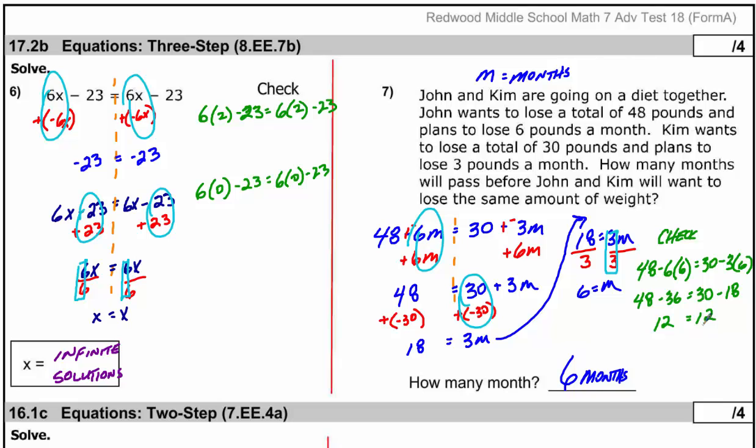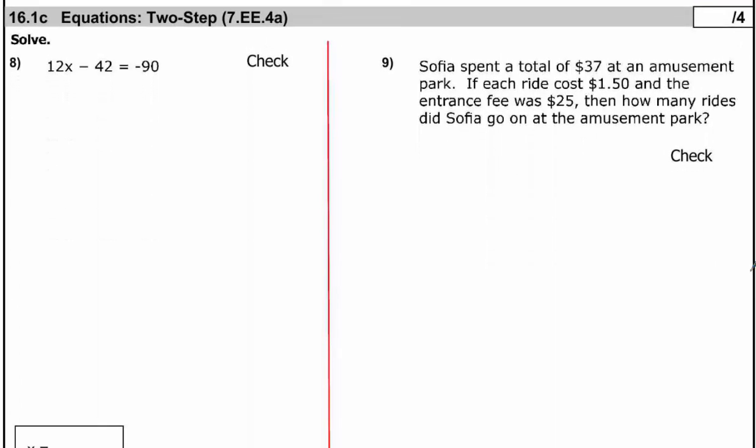Now, John is going to lose the last 12 pounds faster because at 6 pounds a month, it'll only take him 2 months. At 3 pounds a month, it'll take him 4 months. But that wasn't the question. The question was how many months before basically their weights, the amount they want to lose, is equal. All right. Down to the bottom of the page.